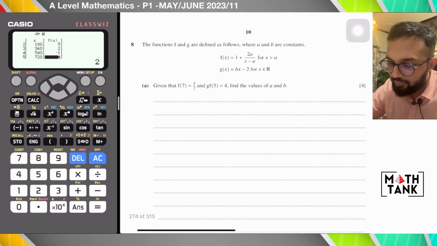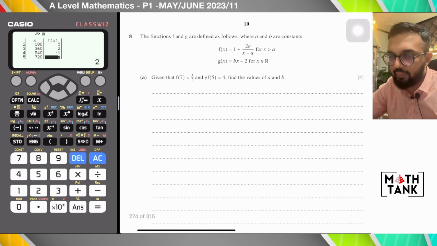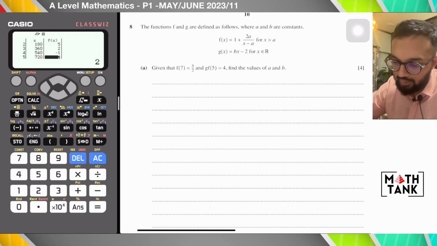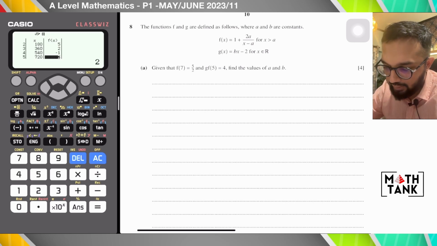Okay, moving on to the next question. This is functions. Okay, so this question says that functions f and g are defined as follows, where a and b are constants, given that f of 7 equals 5 over 2, and gf of 5 equals 4. Find the values of a and b.